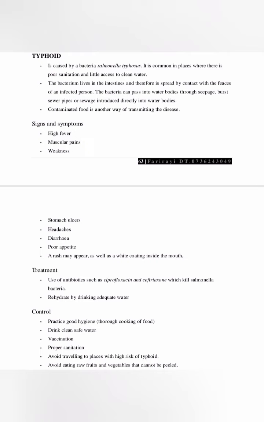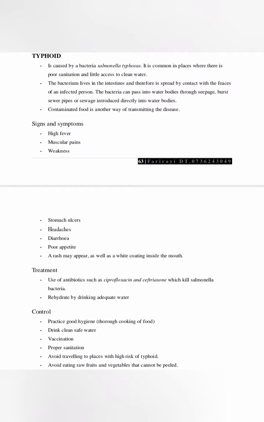And now, how can we control the spread of typhoid? It's very important that we practice good hygiene. You make sure you cook your food thoroughly to kill any bacteria if there is any. You drink safe and clean water all the time. If you don't have access to tap water, you can boil your water. Boiling your water kills any bacteria, and then you can drink it, right?